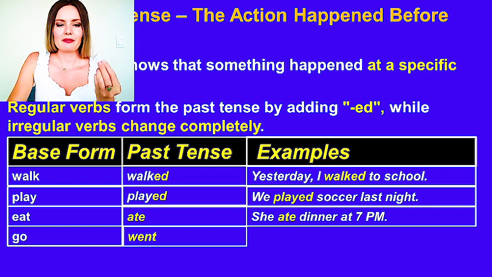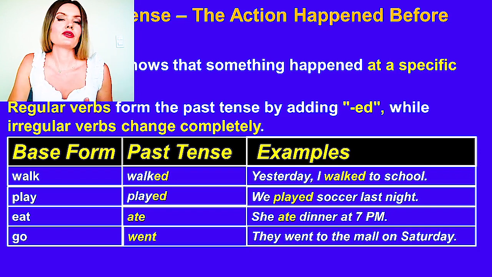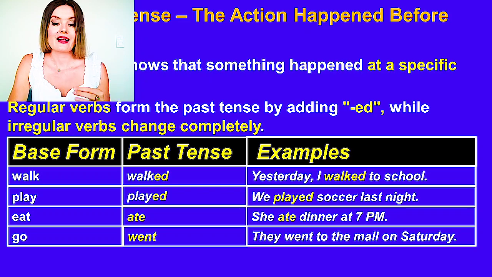Go is the irregular verb. The form in past tense is went. They went to the mall on Saturday.